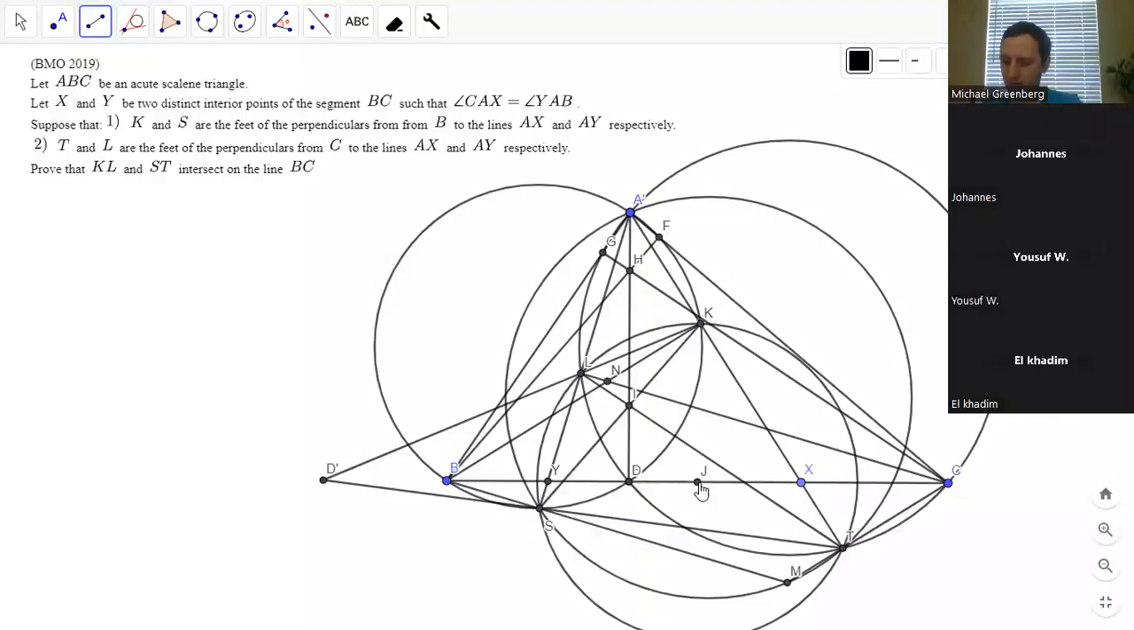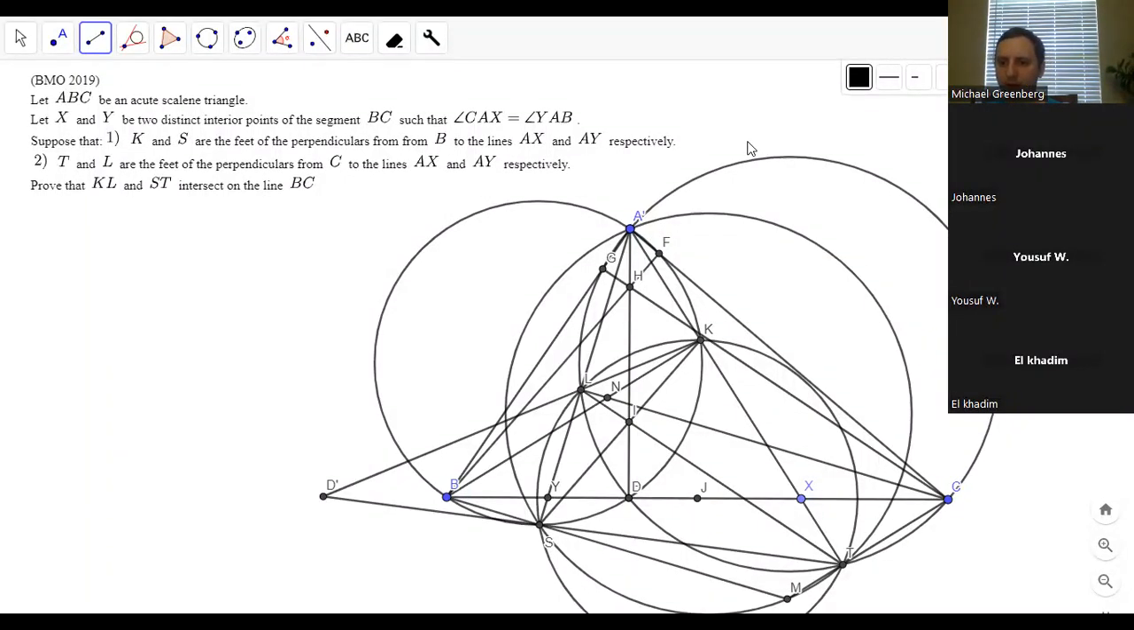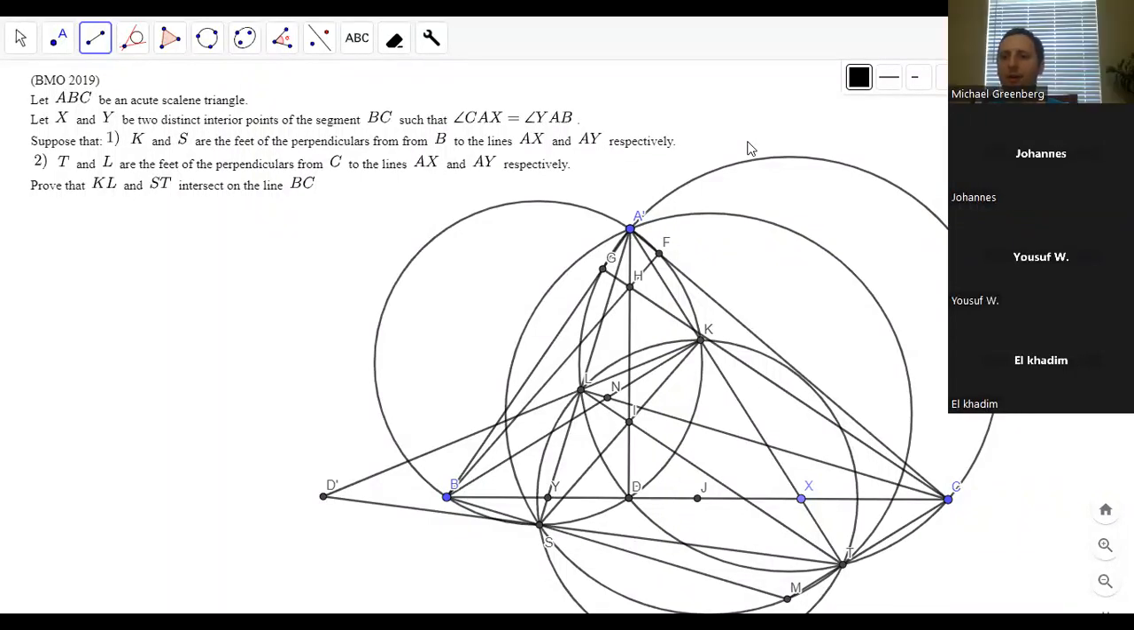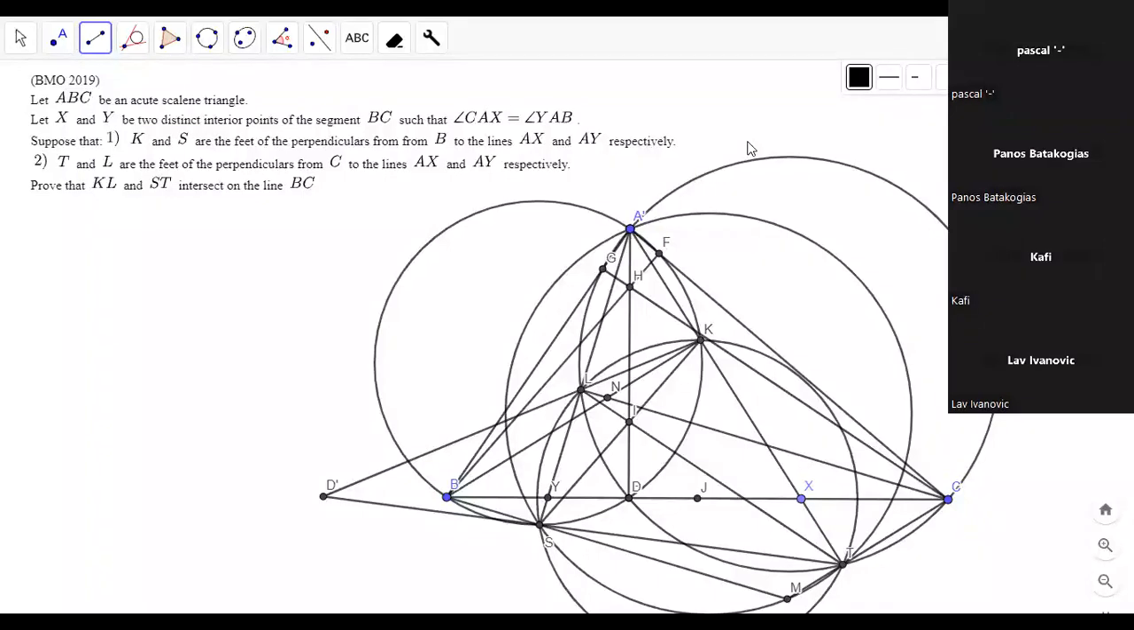He said in chat earlier that if we can prove that SK is perpendicular to AC and LT is perpendicular to AB, then he can prove that J is the center. Let me see if he's still on. Looks like he left. Oh no, he's still on. So yeah, Pascal, do you remember the proof of that?